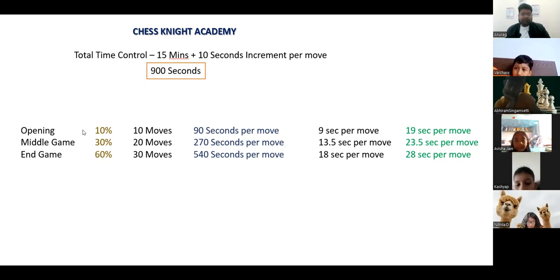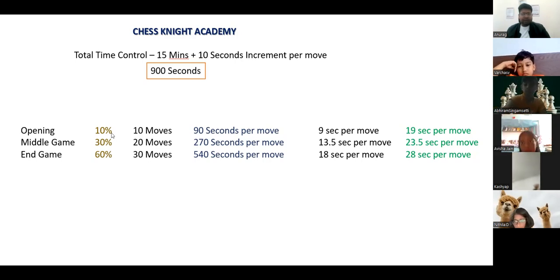The one game that you play has 3 parts: opening, middle game, and end game. Ideally the opening will last for 10 moves, the middle game will last for 20 moves, and the end game will last for 30 moves, or maybe 10-20 moves extra. Sometimes it can go even longer, but on average it lasts for 30 moves, right? So 10% of the time you have to spend on the opening.